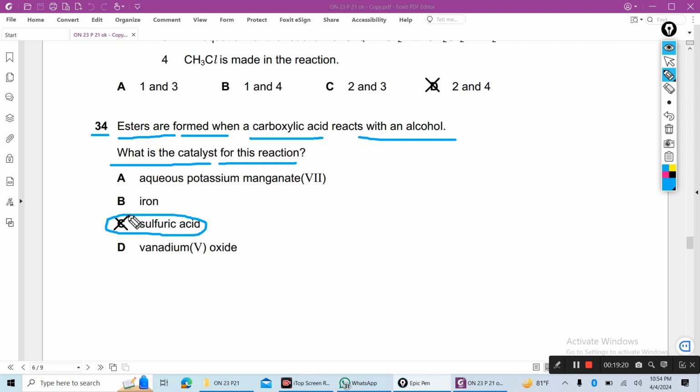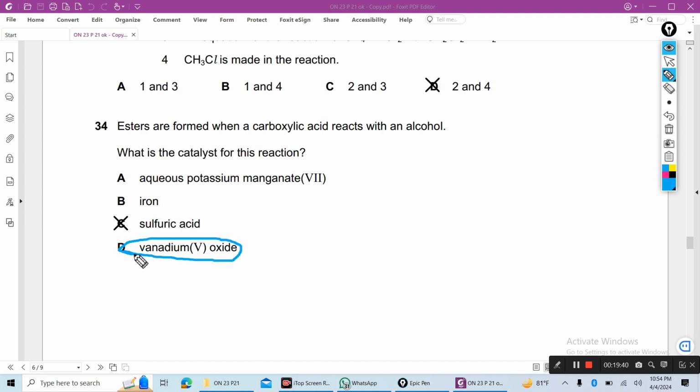A is wrong, aqueous potassium permanganate. No, not iron. Iron catalyst is used in the manufacture of ammonia from nitrogen and hydrogen. And you also know vanadium(V) oxide catalyst is used in the contact process for the manufacture of sulfuric acid. So that is for the manufacture of sulfuric acid, but here for esters, sulfuric acid is used as catalyst.